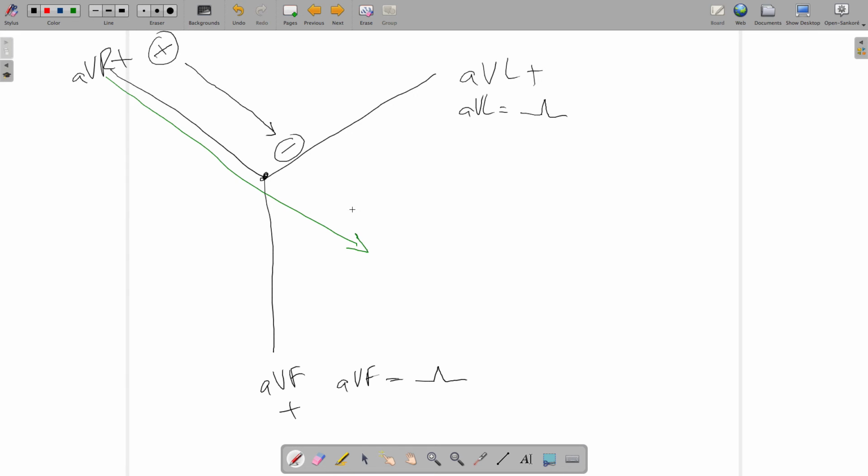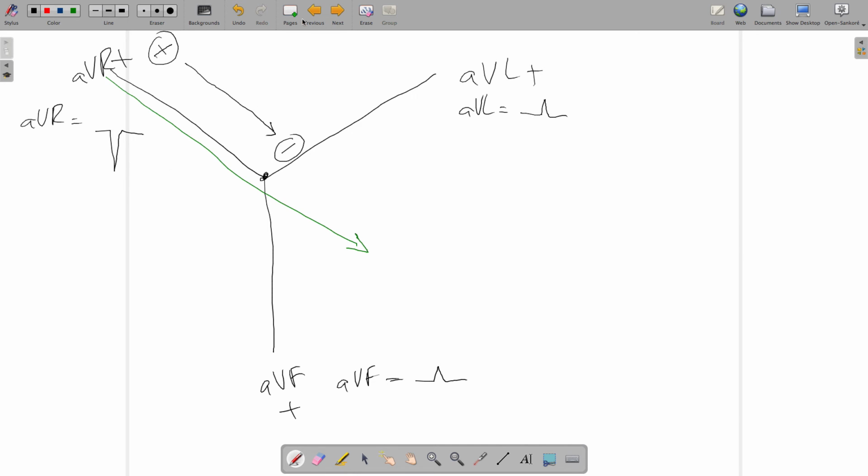And now you should be able to say to yourself, well, hey, this green arrow is moving away from positive and towards negative. Therefore, I believe that AVR should look like this. And you would be absolutely correct. So AVL and AVF should both be upright. AVR should be a negatively deflected picture. And the reason for that is that normal depolarization is moving away from AVR. It's moving towards the negative terminal or the 0 terminal of AVR. And as a result, you get a negative deflection on the EKG.